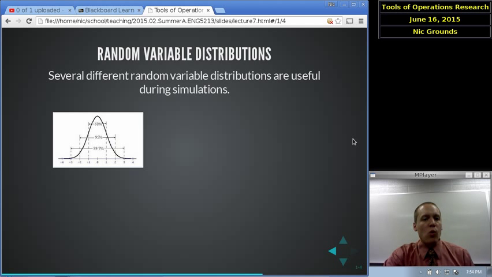So this is just one of several distributions we can think about. On an assignment or final exam or anything like that, I would tell you if I want you to use the normal distribution in your simulation assignment or exercise. I would just give you the parameters to say, here's the mean, here's the standard deviation.